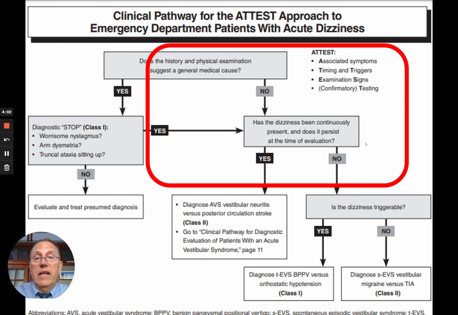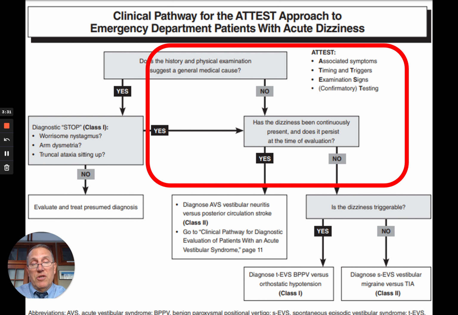As we look at the clinical pathway for the ATTEST approach to emergency department patients with dizziness, we come to the section where we consider whether or not the patient has acute vestibular syndrome. So if they don't have a clear general medical cause and they have continuous dizziness that is present at the time of the evaluation, they are considered to have acute vestibular syndrome. It could be caused by vestibular neuritis, a peripheral etiology, versus posterior circulation stroke.